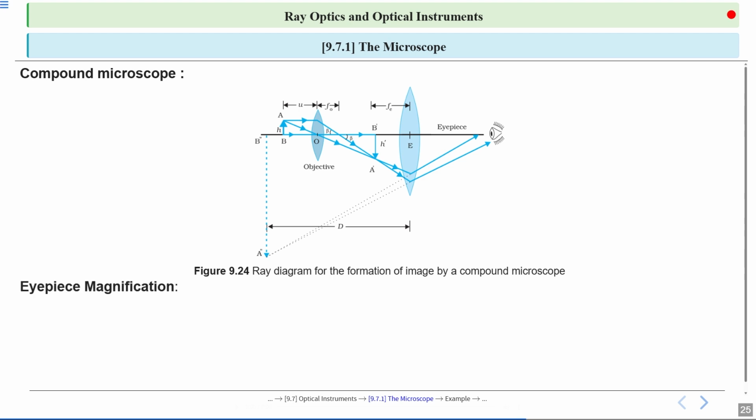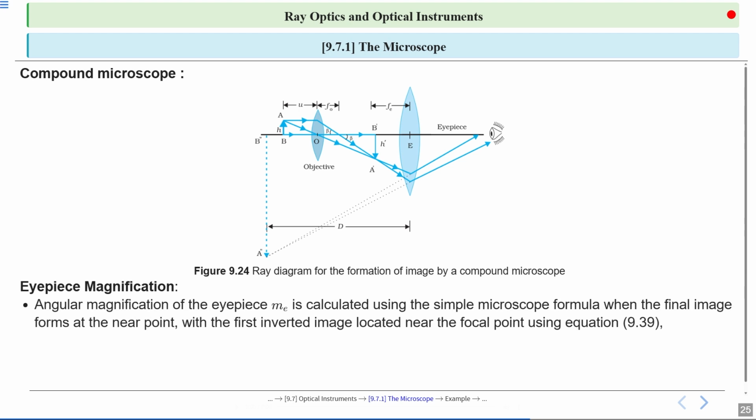Next, let's discuss the eyepiece magnification. The eyepiece is the lens you look through, and it plays a significant role in magnifying the image further. Understanding how the eyepiece contributes to the overall magnification is key to grasping the microscope's function.